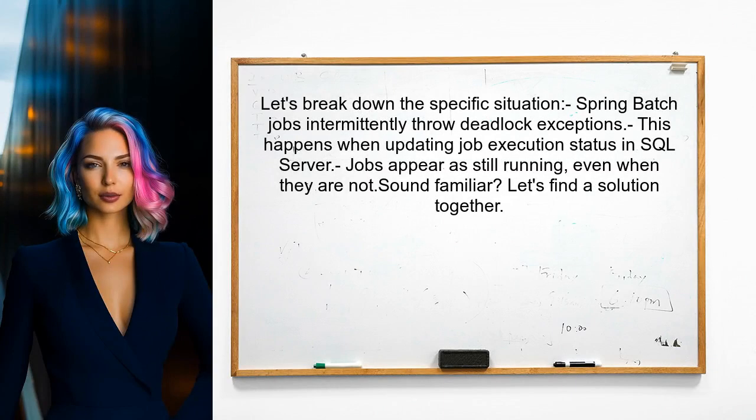Let's break down the specific situation you're dealing with. You mentioned that your Spring Batch jobs are intermittently throwing deadlock exceptions when trying to update the job execution status in SQL Server. This can lead to jobs appearing as still running, even when they are not. Sound familiar? Let's find a solution together.